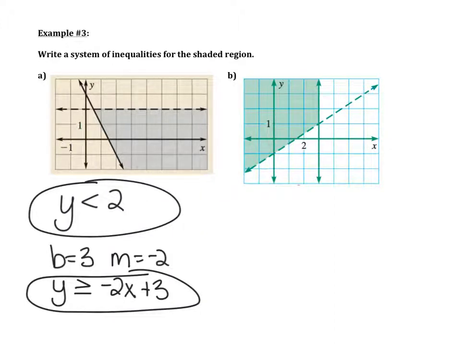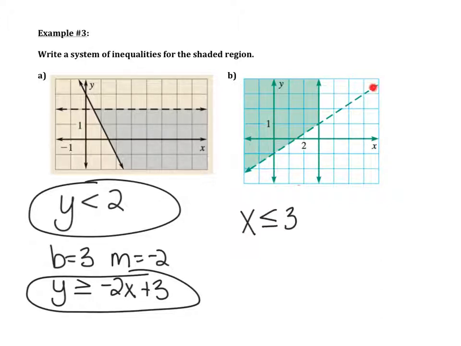So this time, I need to find a system of inequalities to represent this green area. So let's start with this vertical line. Since it's vertical, I know it's just going to have an x in it and not a y. So it's shaded to the left, so it's going to be less than, and it is solid, so it's going to be equal to. So x is less than or equal to. It goes through the x-axis at 3, so x is less than or equal to 3.